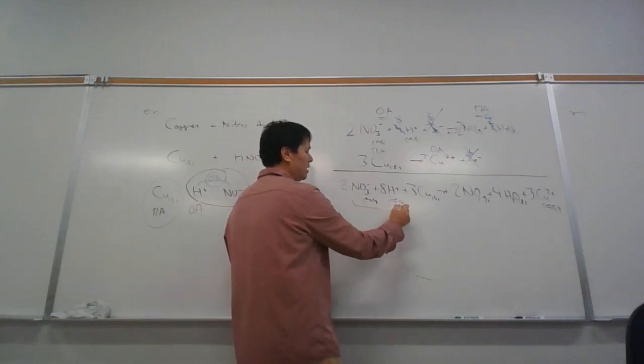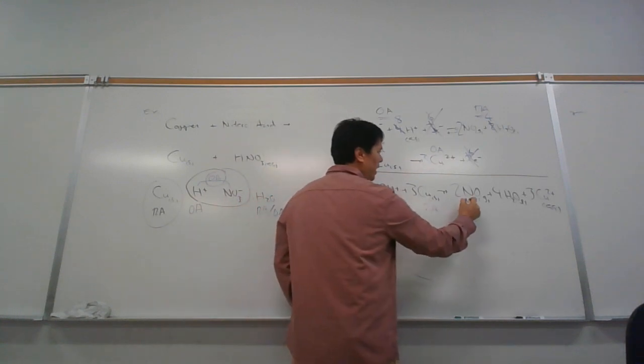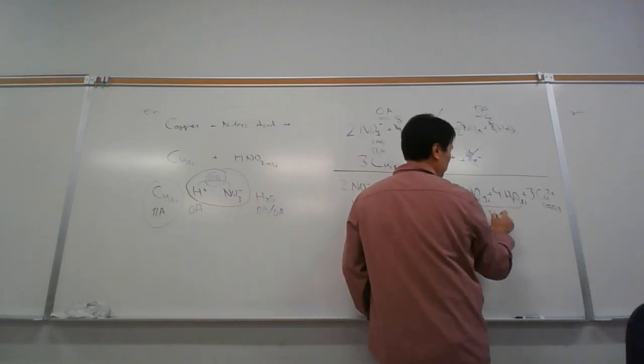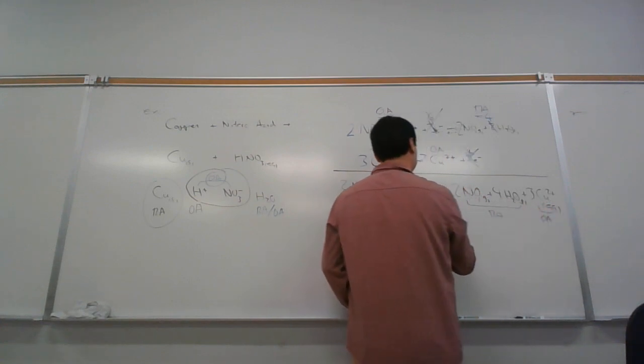And so nitrate and H plus, this is our oxidizing agent. Copper solid, this is our reducing agent. NO and H2O, this is our reducing agent. And copper 2 plus, this is our oxidizing agent here.